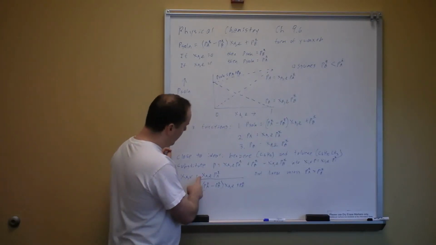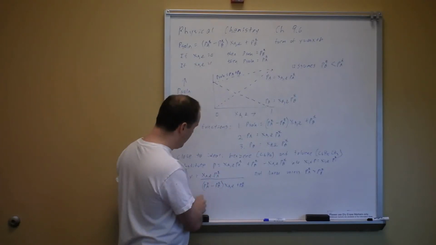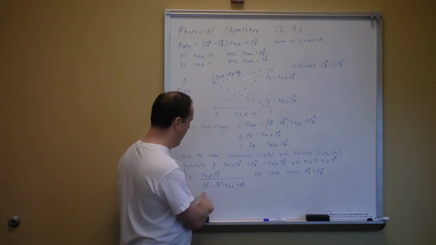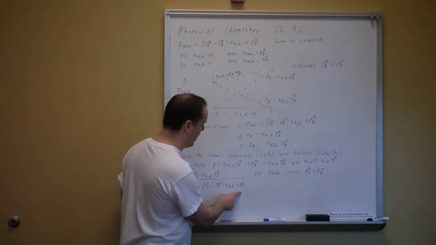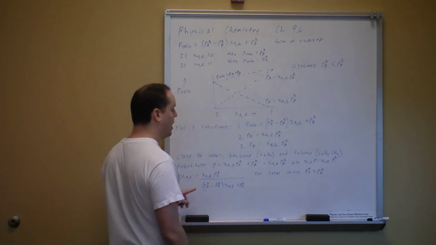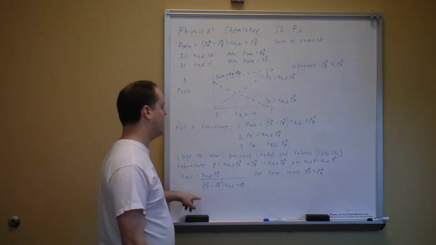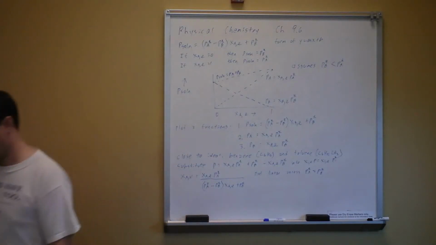So we get the mole fraction of A in the liquid phase times the partial pressure of A unmixed divided by all of this: the partial pressure of A minus the partial pressure of B, both unmixed, times the mole fraction of A in the liquid phase, plus the partial pressure of B unmixed. Now this is not a straight line, except in the possibility that the partial pressure of A unmixed happens to be the partial pressure of B unmixed.